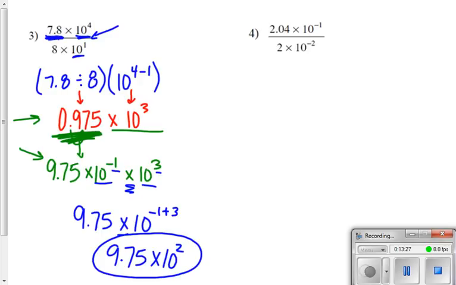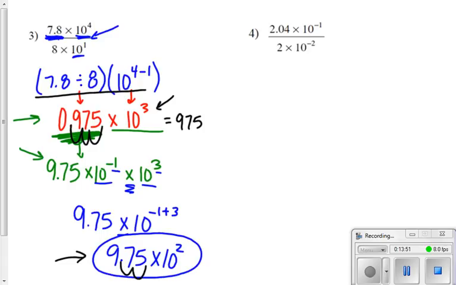Easy way to double check here is after you do your computation up here and you get this answer, 10 to the 3rd power says you'd move your decimal point 3 to the right, so you'd move it 1, 2, 3. This would give you 975. Down below, in scientific notation, you have 9.75 times 10 to the 2nd. You'd move it 2 spots, 1, 2. This would also give you 975. So a way to double check yourself, those should come out to be the same.